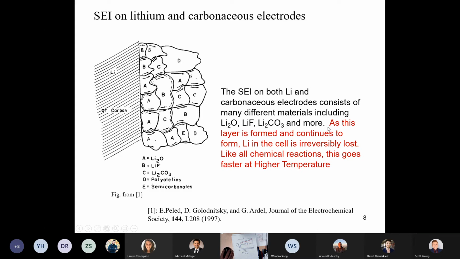One thing you have to realize is that as this layer is formed and continues to form, as this gets thicker over time, lithium atoms in the cell are irreversibly lost. They end up incorporated in these reaction products in the SEI. And like all chemical reactions, this goes faster at higher temperature. This is one of the reasons why lithium-ion cells lose capacity faster at higher temperature.